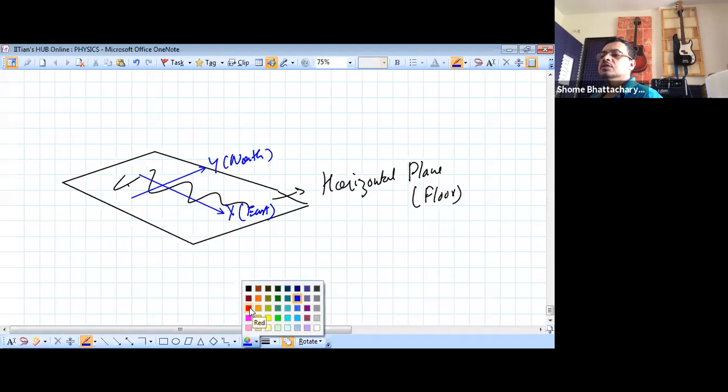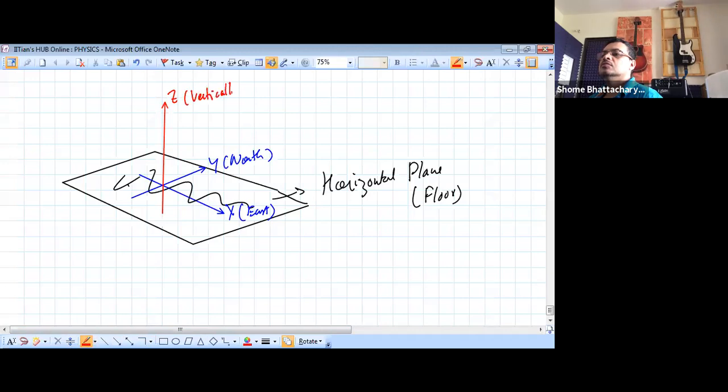Now here, how will the vertical axis look? The vertical axis will be this one. So this will be my Z-axis, which is vertically upwards. So these axes are mutually perpendicular, as you can see. Okay.